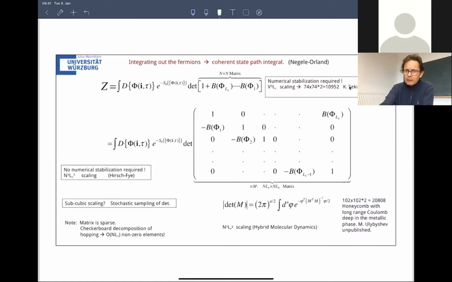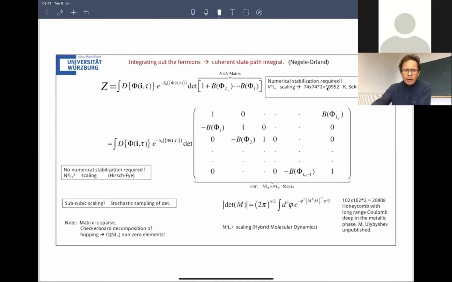To my knowledge, the record is by Seki-san. I think he signed up for this workshop, which is 74 times 74 times 2 electrons. So this is pretty big, around 11,000 electrons. I think it was for a honeycomb lattice at rather weak coupling, right? So when you say this is a big lattice, you always have to say what the system is, and that the system should work rather well.